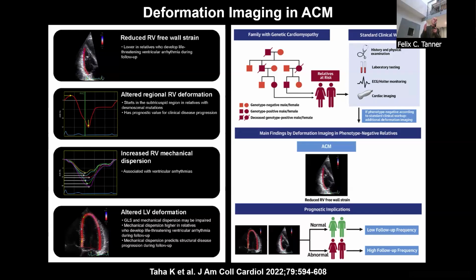When you remember the patient 1 I showed you, where the phenotype is virtually normal, only the strain is reduced. When you see such patients, and we see them more and more often due to cascade screening, then you are alerted by this finding, and you will shorten the follow-up interval. In contrast, when the patient has everything normal, even the strain is normal, you can have a longer follow-up interval.